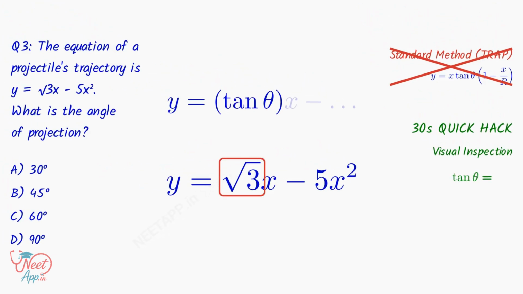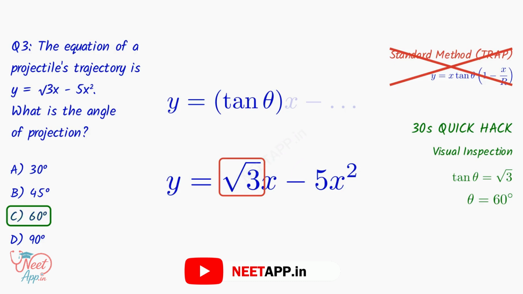Look at our equation in the center of the screen. The coefficient of x is root 3. We put a box around it and drag it over. That means tan theta is simply root 3. The angle whose tangent is root 3 is exactly 60 degrees. Option C is the correct answer. Spot the number, skip the math and bag those 4 marks.